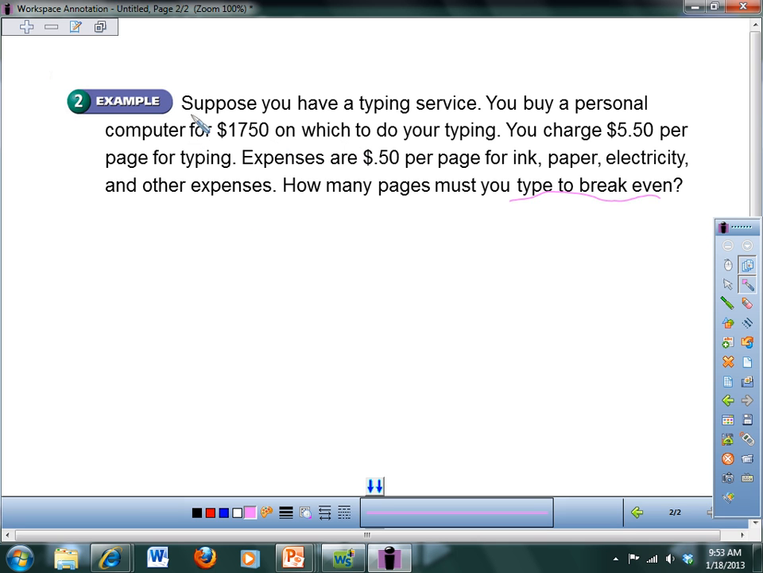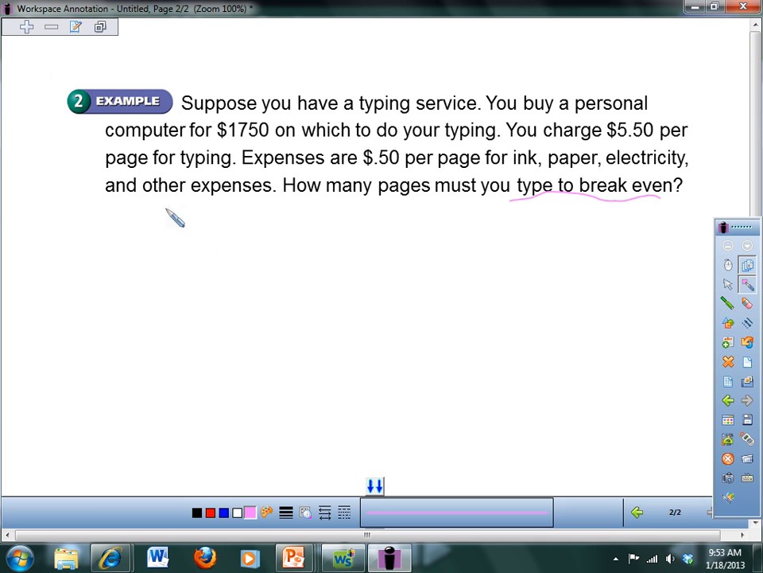Okay. So first, I read the question. Suppose you have a typing service. You buy a personal computer for $1,750 on which you do your typing. You charge $5.50 per page for typing. Expenses are 50 cents per page for ink, paper, electricity, and other expenses. How many pages must you type to break even?